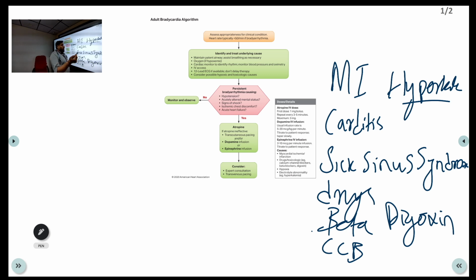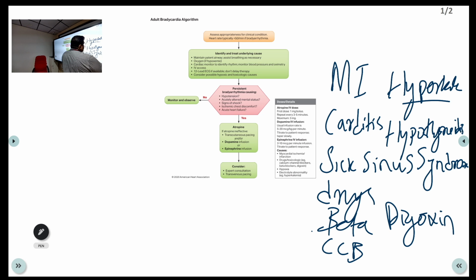Hypothyroidism is another common cause for bradycardia. Hypothyroidism. So these are some of the common causes. I am not saying all the causes. These are some of the common causes for your bradycardia.